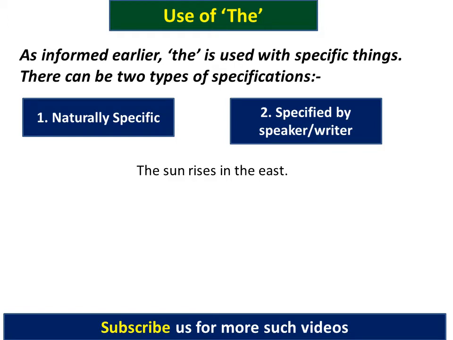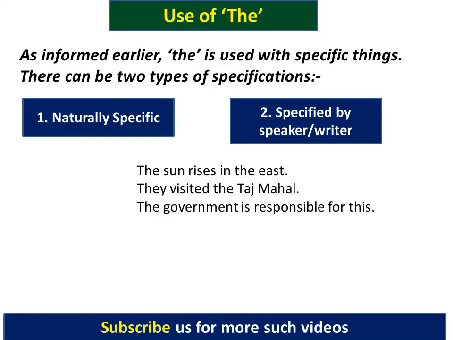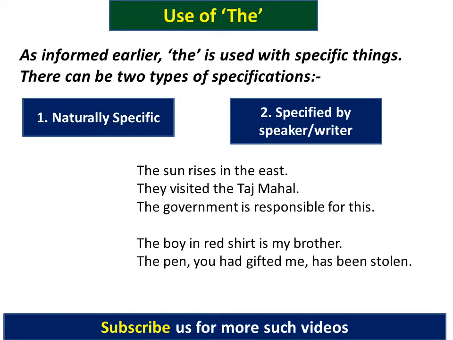Let's see these sentences. The sun rises in the east. They visited the Taj Mahal. The government is responsible for this. The boy in red shirt is my brother. The pen you had gifted me has been stolen. If you observe these sentences, they are of two different types.